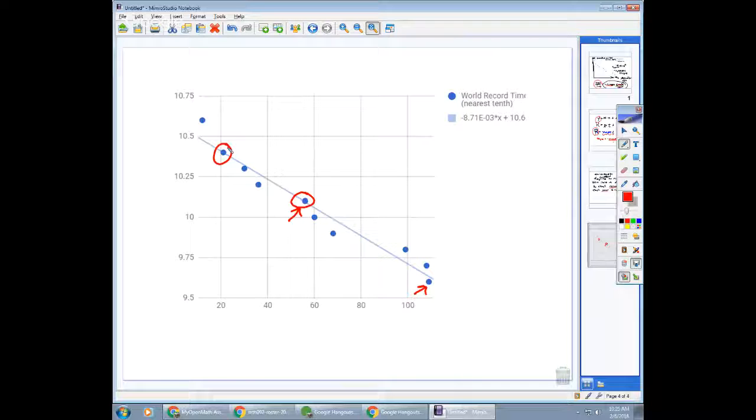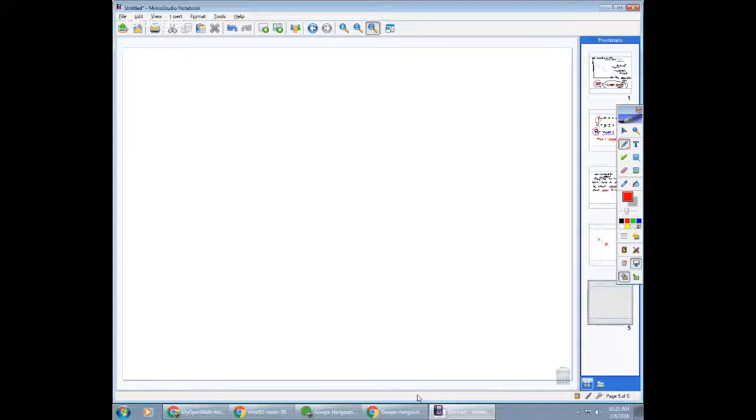This is the second point in the list. 1, 2, 3, 4, 5. That's the 5th point in the list. So we'll look back at the list and get the 2nd and 5th point and try to find our own line. So you guys can help me out with this.